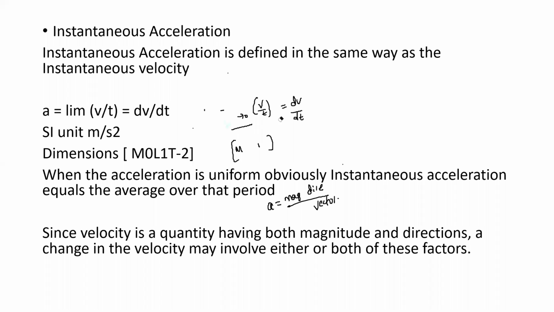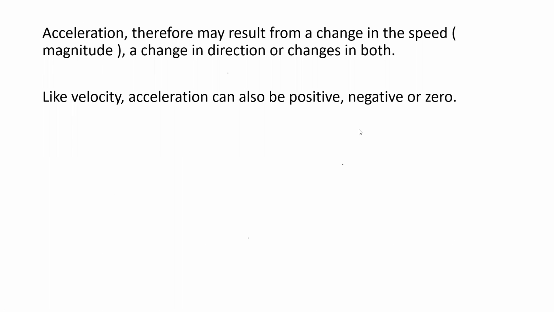So what do you mean by acceleration? The rate of change of velocity is called as acceleration. The unit is meter per second square, and the dimensional formula is M raised to 0, L raised to 1, T raised to minus 2. Then the types of acceleration we discussed. And let us see the next one.